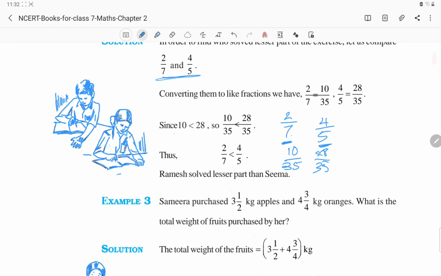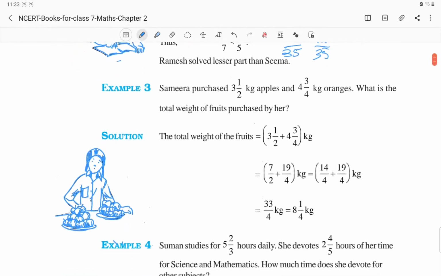Since 10 is smaller than 28, that means that 10 by 35 is smaller than 28 by 35. Thus, 2 by 7 is smaller than 4 by 5. Ramesh solved a lesser part than Seema. Okay.